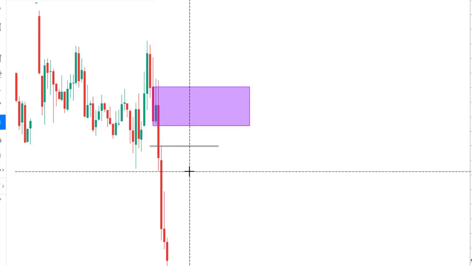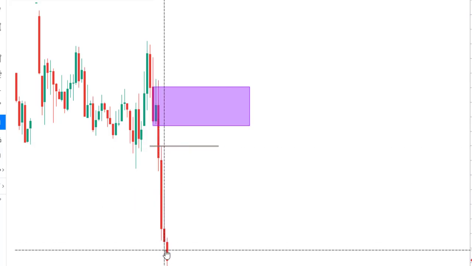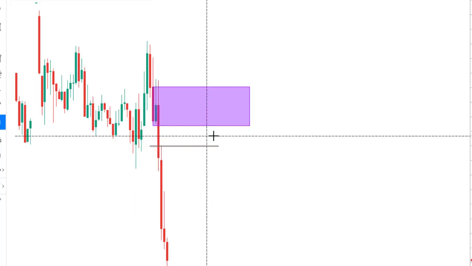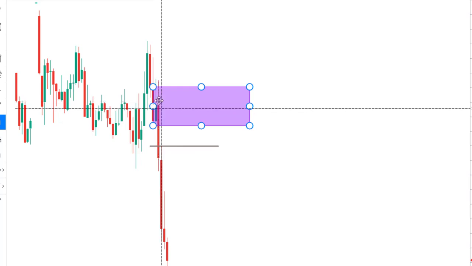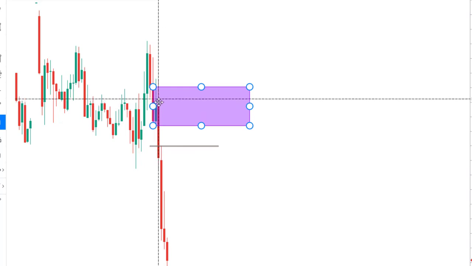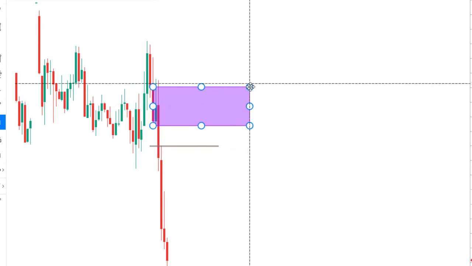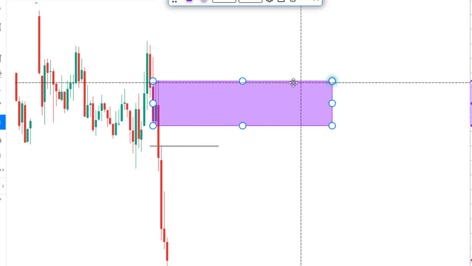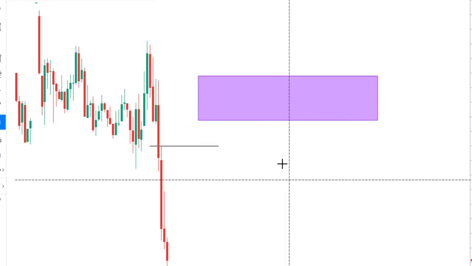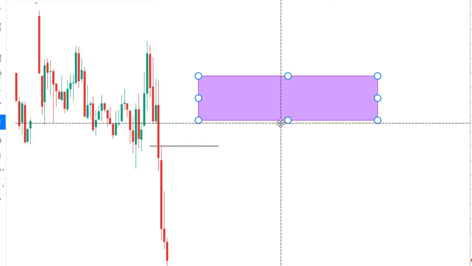Now you realize that we only have bearish candles here. We have just bearish candles, and the only bullish candle was this candle that was formed before the strong bearish move. Now in this situation, this candlestick is identified as what? This zone is identified as a supply zone.